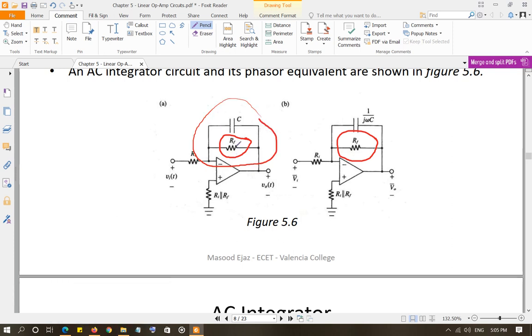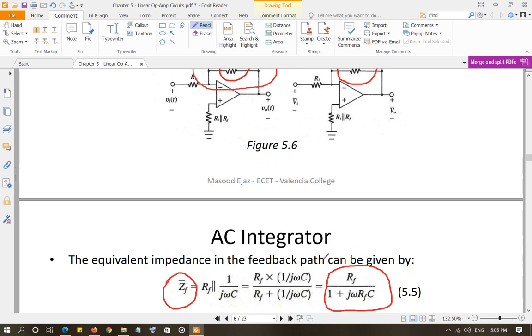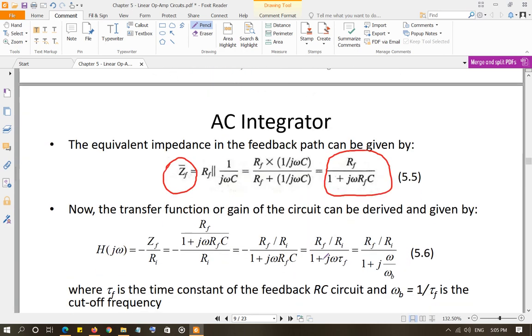Okay, let's see how. We combine these two impedances, reactance and resistance, in parallel. We have the feedback impedance RF in parallel with XC, 1 over j omega C, and we're going to get RF over 1 plus j omega RF C. Then we write down the transfer function again. The transfer function is negative ZF over R input, and when you simplify this, we get RF over R input, 1 plus j omega over omega B.